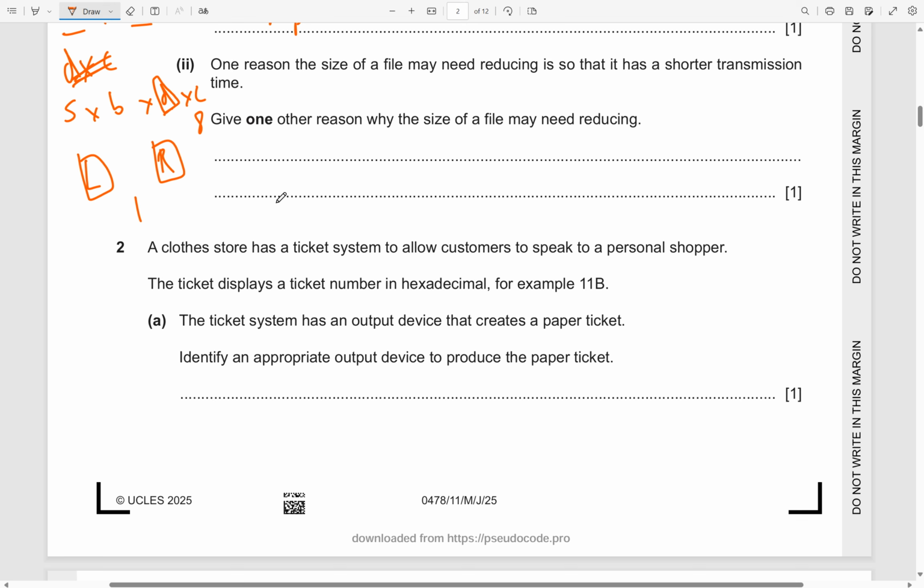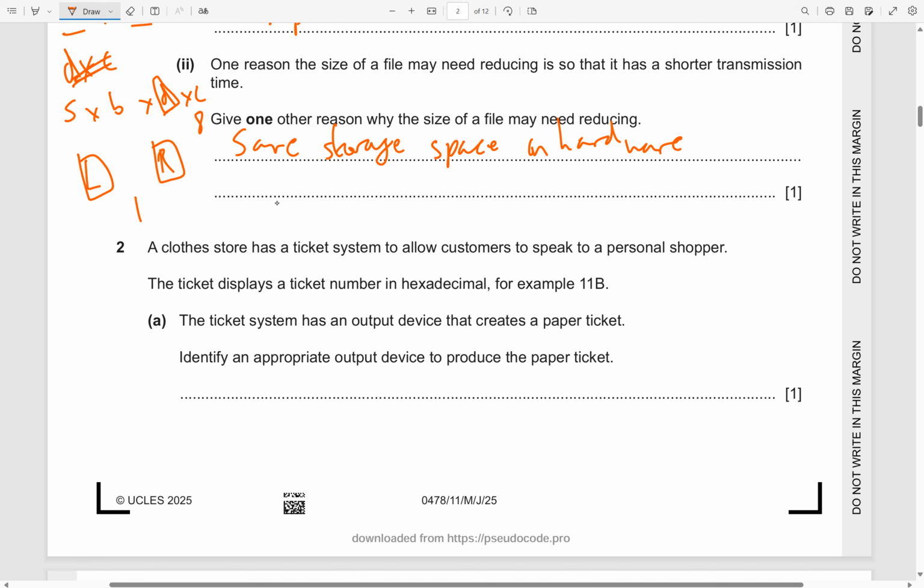Then the next one: one reason the size of a file may need reducing is so that it has a shorter transmission time. Give one other reason why the size of a file may need reducing. So we can just say save storage space, maybe on hardware. That should be fine.